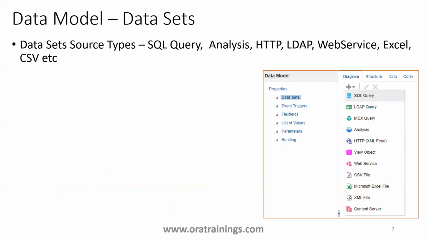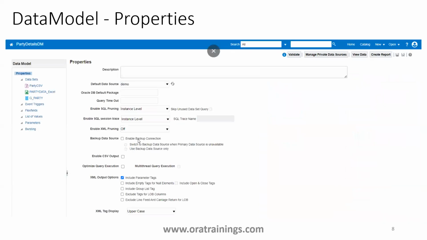Now, coming to the main thing, data sets. The data sets are the place where we mention from which particular data sources you want to get the data. These are the list of data sources which are supported in Oracle Fusion. Next one is the data model properties. Generally, by default it may have all the properties set, but there are very rare chances you may need to set some values here.